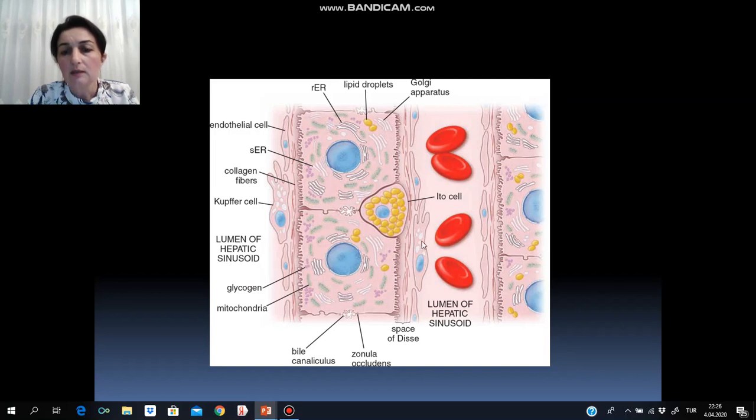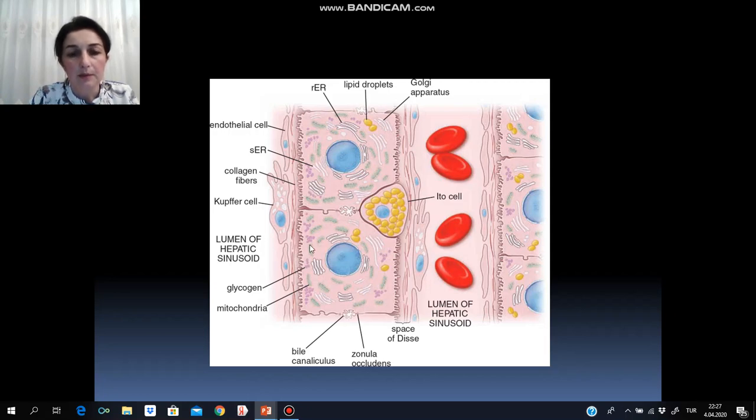Then here we can see the Kupffer cells in the wall of the sinusoid. Kupffer cells, these are macrophages of the liver. They are resident antigen-presenting cells of the liver. They will phagocytose microorganisms, and they will phagocytose cellular debris and defunct erythrocytes. So that is the main function, that is phagocytosing.